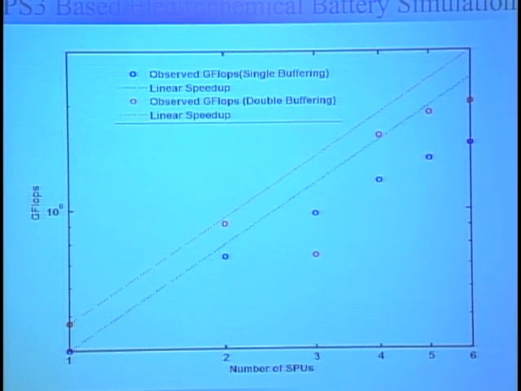Is this a linear scale on the y-axis now? Any idea why you have this artifact at 3 SPUs? Wait, your double buffering result just drops.